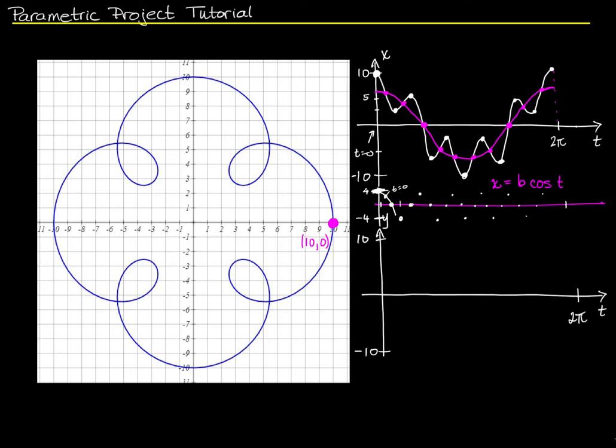When I connect these, what do I get? I get a cosine curve. But in the same amount of time as it normally takes me to do a single cosine curve, I have 1 cosine curve, 2 cosine curves, 3 cosine curves, 4 cosine curves, 5 cosine curves.